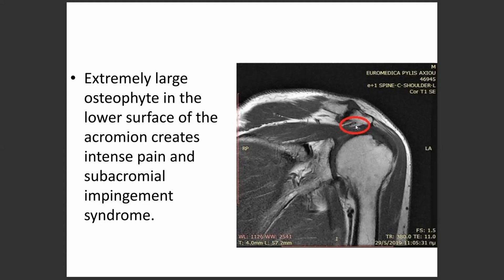So this is small, but actually it is not even small. It is a very large osteophyte spur which is present on the undersurface of this acromion. This extremely large osteophyte on the lower surface of the acromion creates intense pain and subacromial impingement syndrome. So if it is a type 3 hook acromion, or if there is a spur, all these are the anatomic structures which are the primary causes for subacromial impingement syndrome.